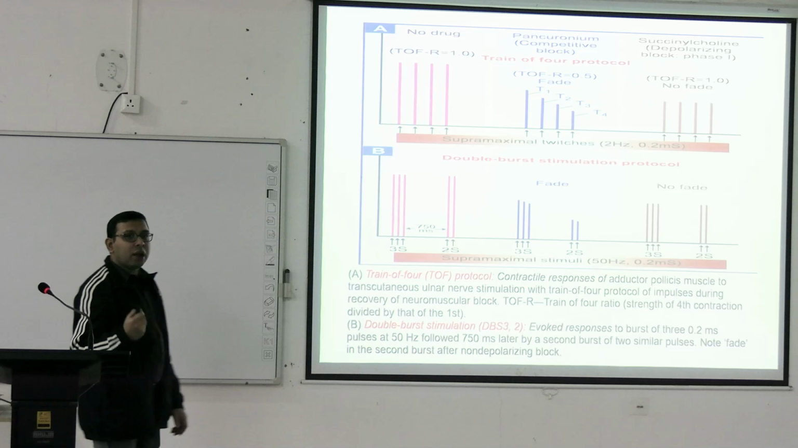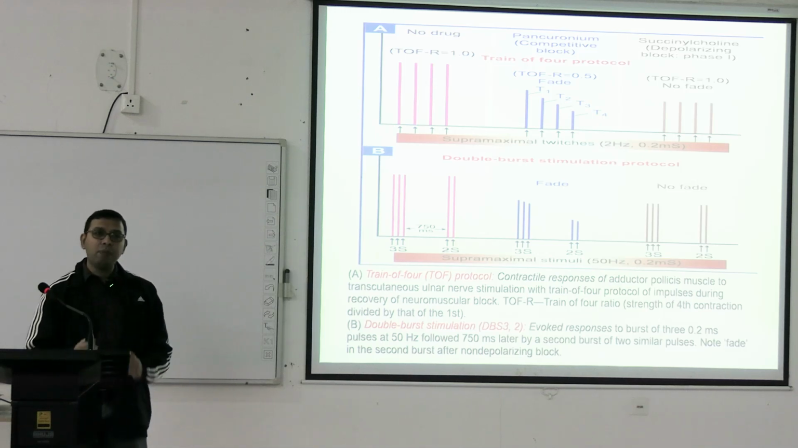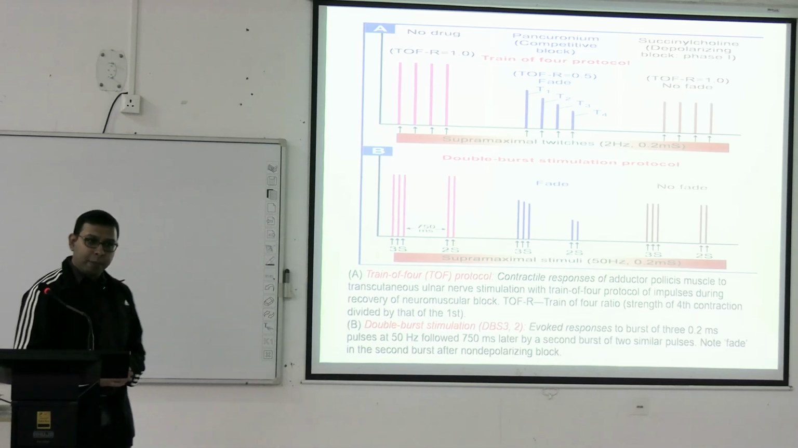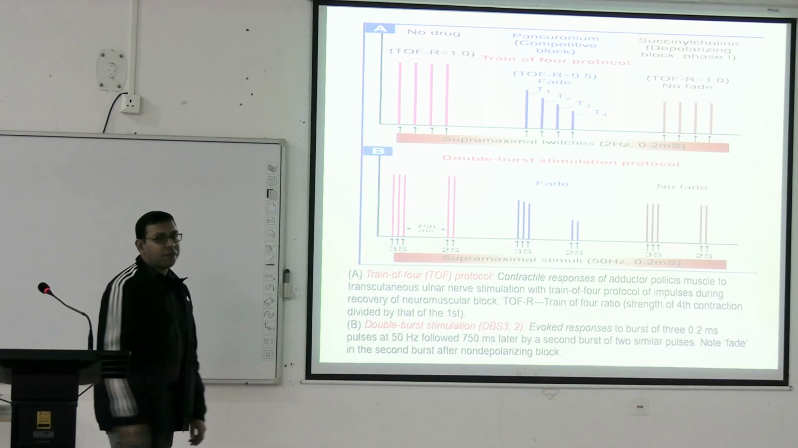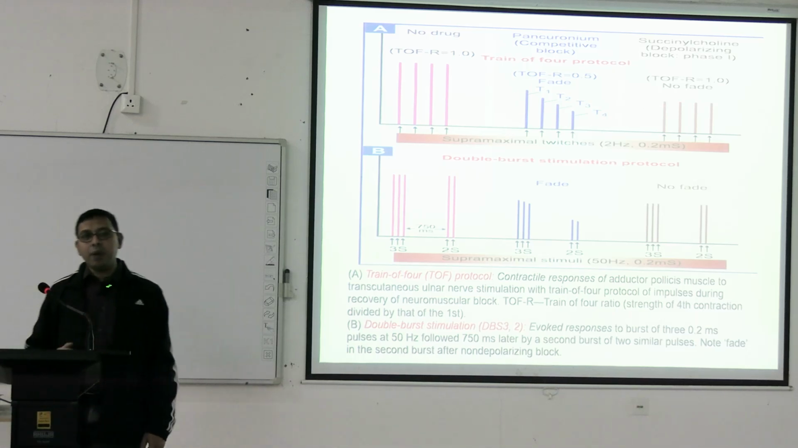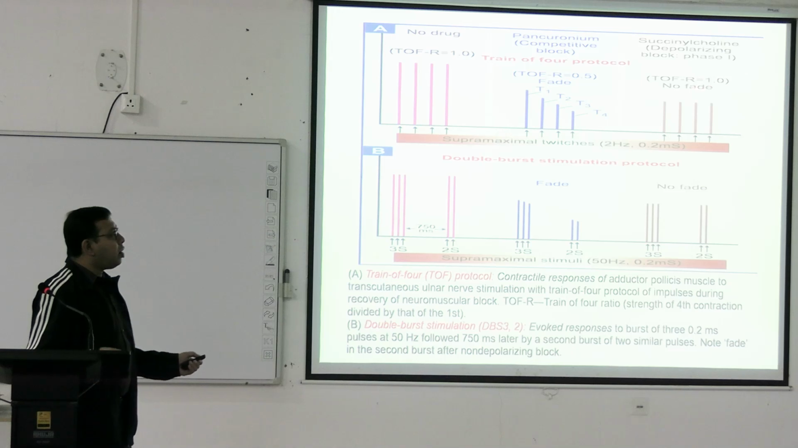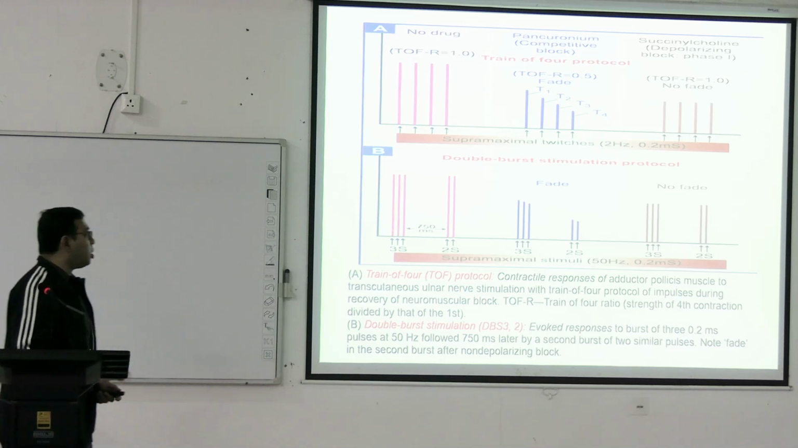So the contraction of the muscles is decreased. There will be very submaximal contraction of the muscles, but there will be no fading. So fading, this is known as the fading, already you have seen. The fading phenomenon is seen with the competitive blocker, but it is not seen with the depolarizing blocker.